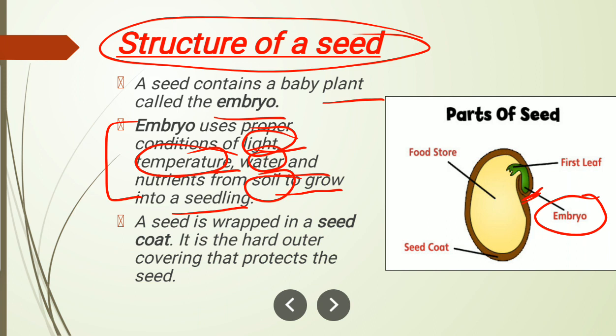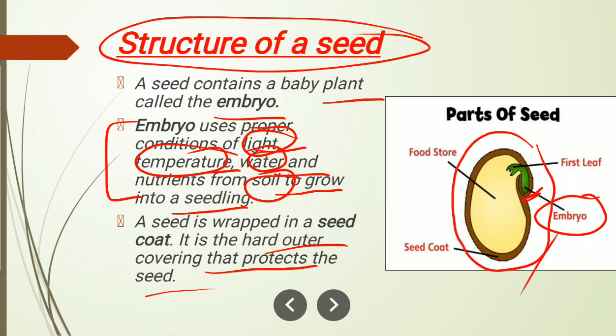The seed is wrapped in a seed coat, a hard outer covering that protects the seed. So the brown colored covering that you are seeing here around the seed is the seed coat, right? It is helping the seed to stay safe. These are basically the cotyledons. The yellow portion is the food store in the form of cotyledon. I am going to tell you what these are.